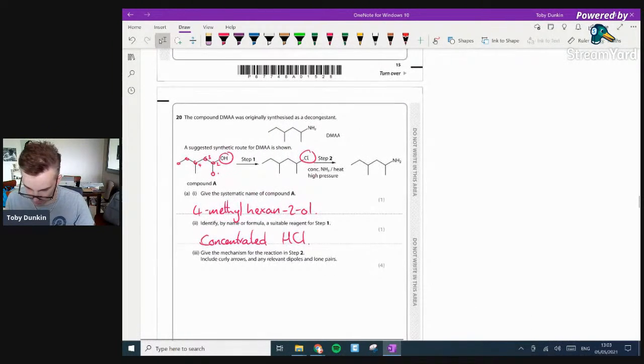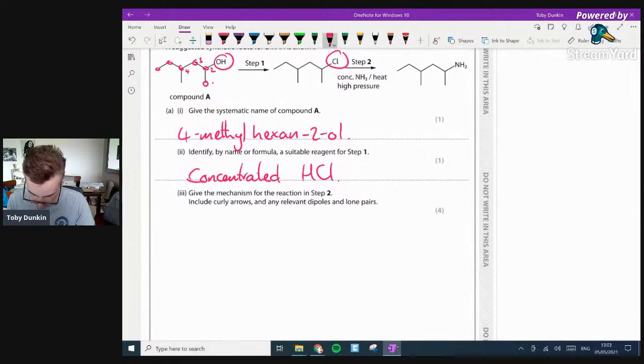I've got to draw the whole thing out as well. That's a nightmare. So 1, 2, 3, 4, 5, 6 chlorine. And then it's on the fourth, which is then here. Boom, add a CH3 on that one. Right, add on your sticks.